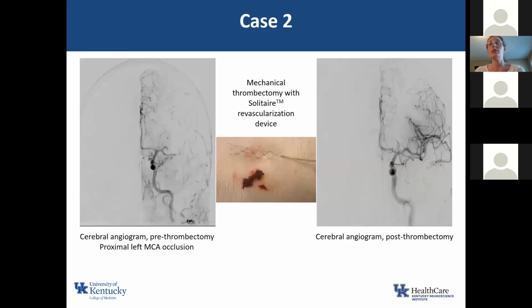This patient goes for thrombectomy. So this is the diagnostic cerebral angiogram. This is an AP view. You see here this cutoff of the left MCA. This is the internal carotid. This is the ACA, or anterior cerebral artery. Here's the device that they use. Here's the thrombus that they remove. And then you see restoration of flow into that left MCA.